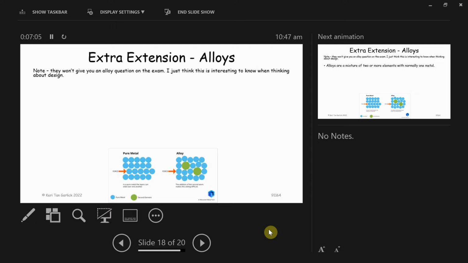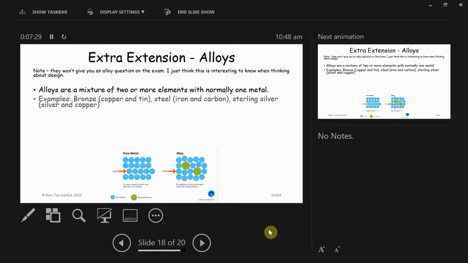They won't give you an alloy question, but if you're thinking about what alloys are, I want to explain it to you, and it ties back into those bonding ideas. An alloy is just a mixture of two or more elements. Normally one of them is a metal, and the second could be another metal. It could also be something like carbon. What we're trying to do with alloys is get a nice, unique property that we're looking for. Examples include bronze. I gave you that the other day to ask if it was an element, compound, or mixture, and I said I'll take it if you say mixture or compound.